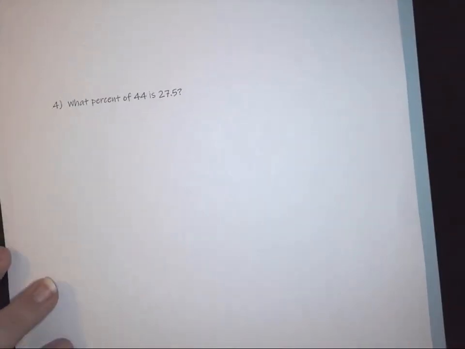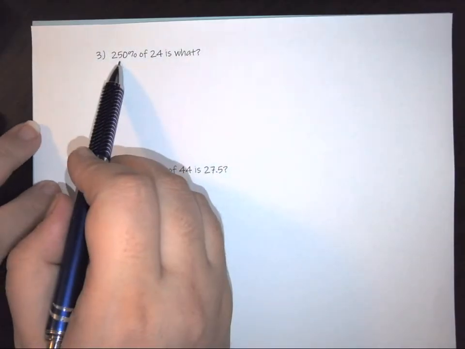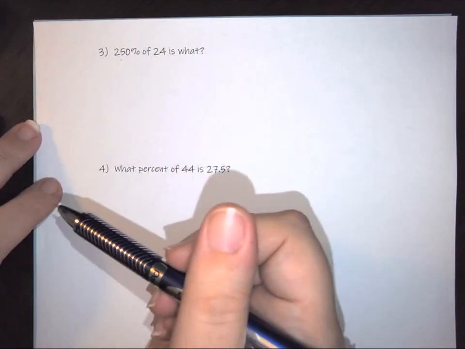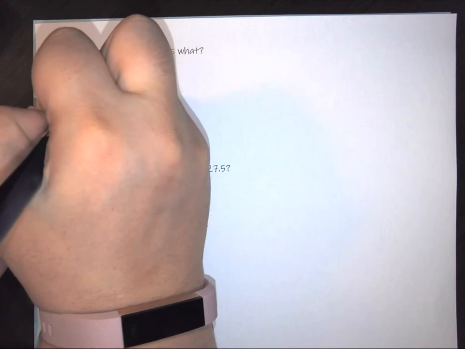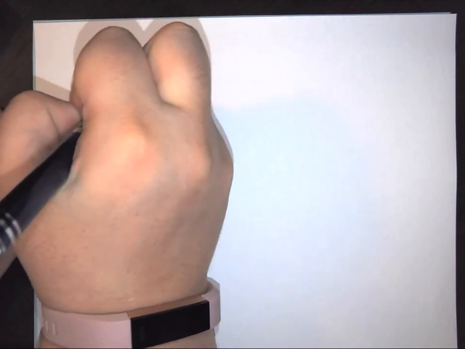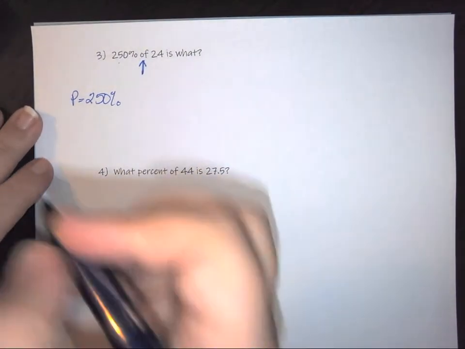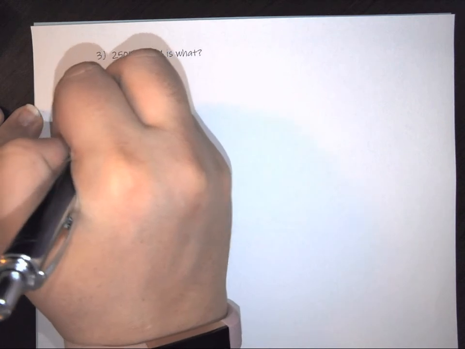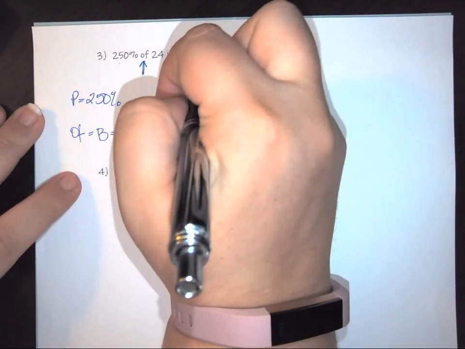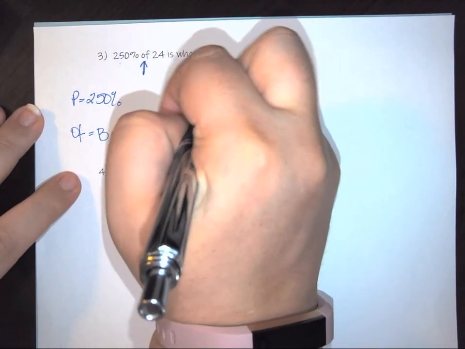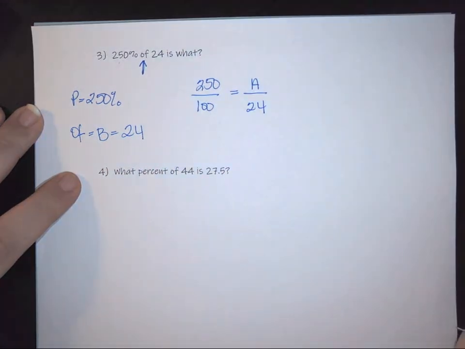Alright, let's look at another one. Here we have 250% of 24 is what? So we've got this of piece right here. My percent, or p, is going to be 250. And then we want to know 250% of 24. So again, the word of is our b, so this is going to be 24. So that means we need to set up our proportion: 250 over 100 is equal to a over 24. And now we need to solve.